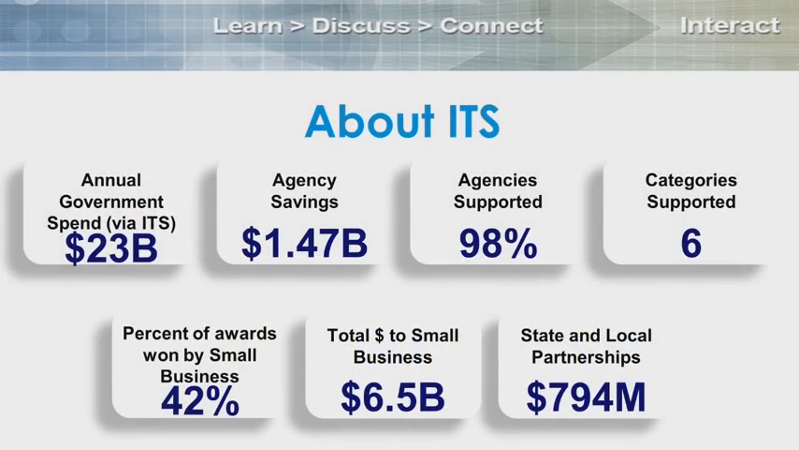Just a little bit about ITS. Annually, the government spends about $23 billion through ITS, and through using GSA, the agency savings is about $1.47 billion, and we support 98% of the agencies government-wide. And as far as small business, the percentage of awards won is about 42%. This is for your reference. But as you can see, it is an advantage for the government to use GSA.